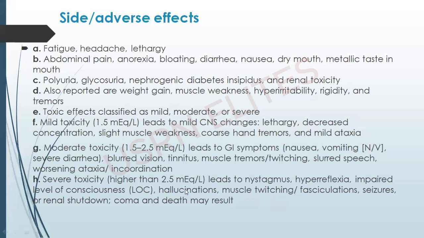Severe toxicity, which is above 2.5, leads to nystagmus. You know that eye condition, nystagmus, hyperreflexia, impaired levels of consciousness, hallucinations, muscle twitching, fasciculations, seizures, or renal shutdown. Coma can even be part of it. Then, eventually, the person might die.